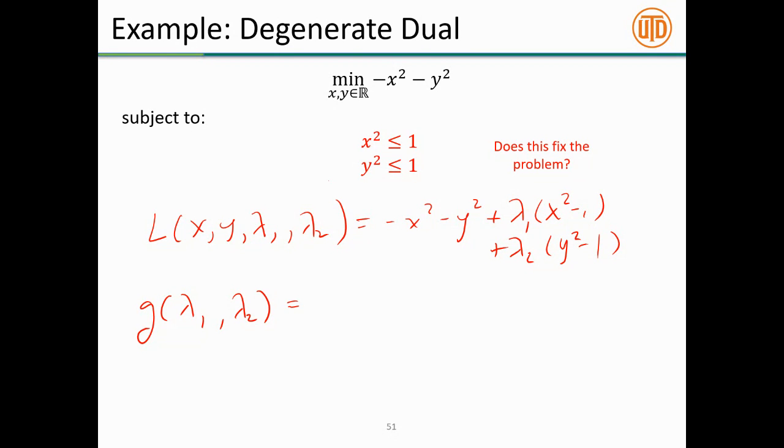Right, so let's see. So you mean lambda 1 and lambda 2 are both 1, right? Then if I plug lambda 1 and lambda 2, both 1, in, the x squared cancels the x squared, and the y squared cancels the y squared, and I'm left with minus 2. Right? So if lambda 1 equals 1 and lambda 2 equals 1, the answer is minus 2. Which of course is the solution to the primal problem.